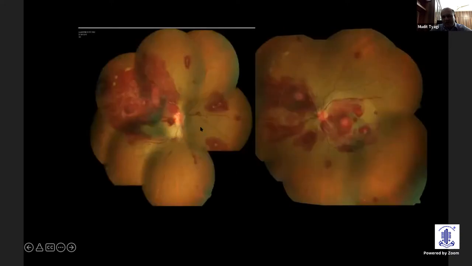Also, one more important pathology which we need to keep in mind is when you see these white-centered hemorrhages occasionally. That is a pointer to the fact that you are dealing with a blood dyscrasia. So white-centered hemorrhages, or what we call the Roth spots, rule out a blood dyscrasia.